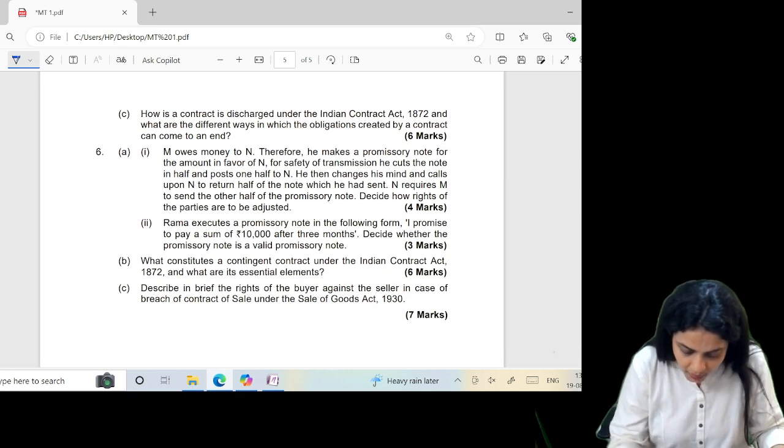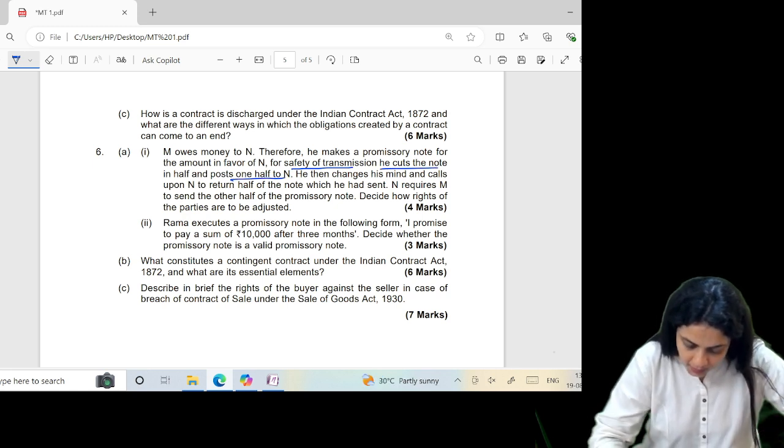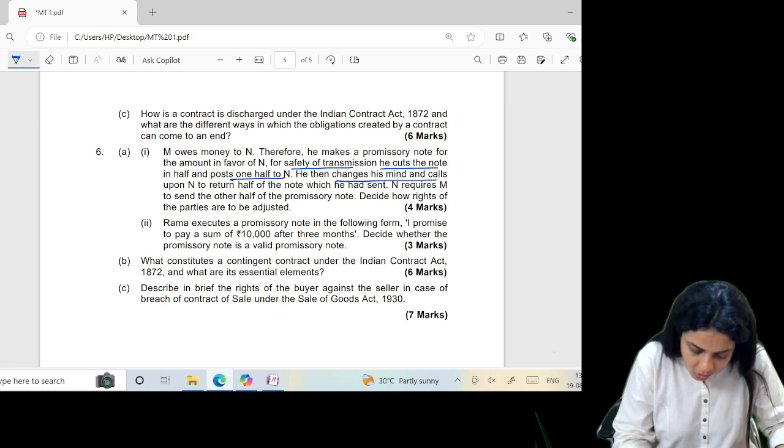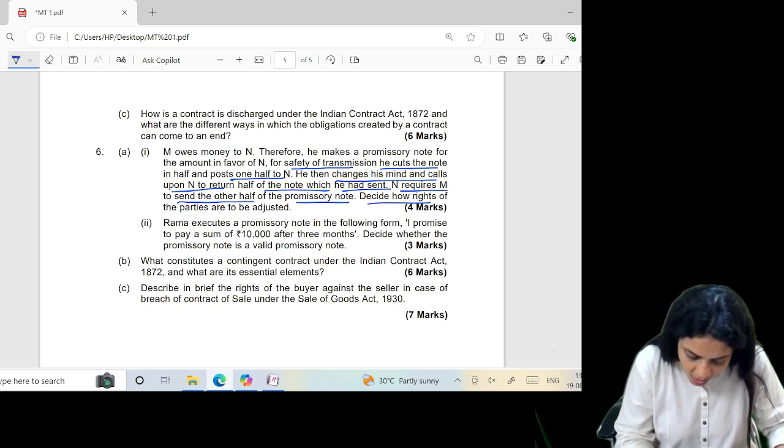M owes money to N. Therefore, he makes a promissory note for the amount in favor of N. For safety of transmission, he cuts the note in half and posts one half to N. He then changes his mind and calls upon N to return half of the note which he has sent. N requires M to send the other half of the note. Decide how rights of the parties stand.